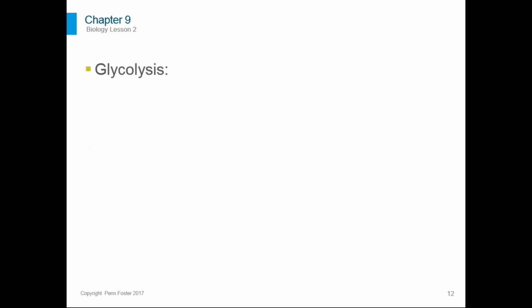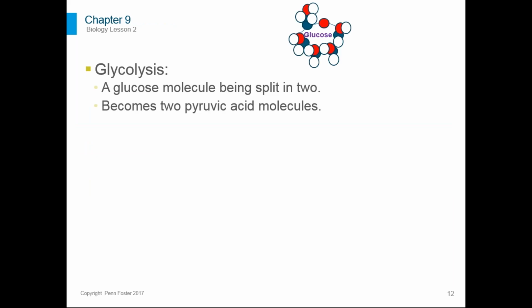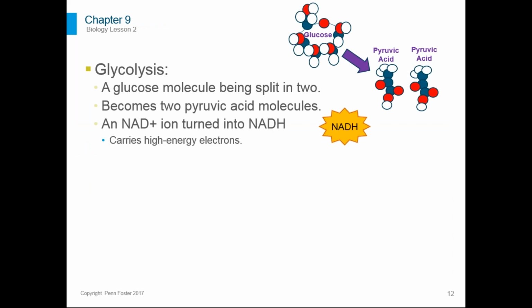The process of glycolysis begins with a glucose molecule being split in two. More chemical reactions change these two glucose chunks into two molecules of a chemical called pyruvic acid. And meanwhile, an NAD plus ion has been turned into NADH. And NADH is a molecule that carries around high energy electrons.